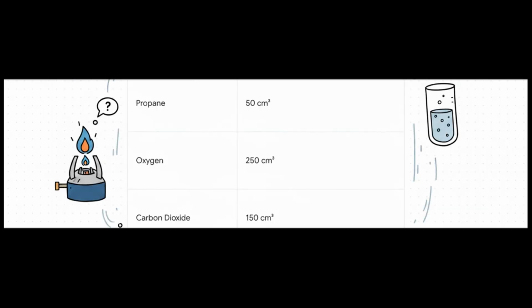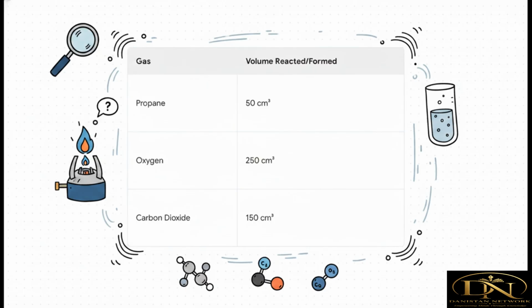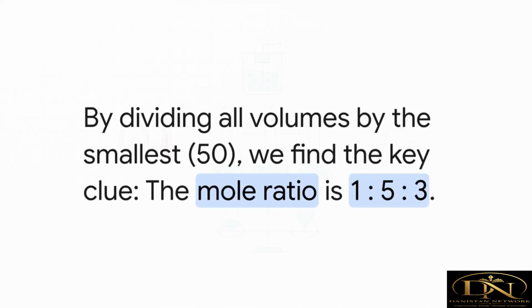So here's the evidence from our case file. When we burn 50 cubic centimeters of propane, it uses up 250 cubic centimeters of oxygen and produces 150 cubic centimeters of carbon dioxide. These are our only clues. So what do we do with these numbers? Well, the trick is to simplify them. We just divide all 3 volumes by the smallest one, which is 50. And check it out, we get a clean ratio of 1 to 5 to 3. This isn't just a volume ratio anymore, this is our mole ratio. This is the clue that unlocks the entire mystery.